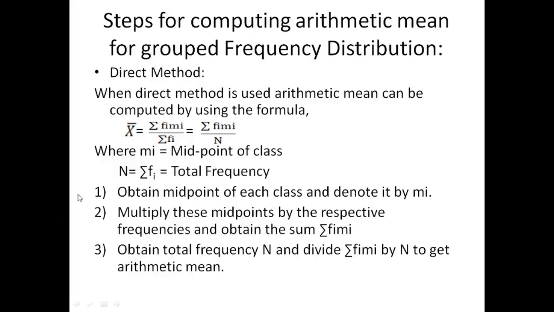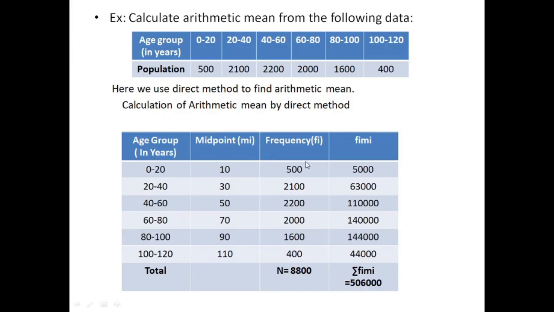The next step is to multiply these midpoints by the respective frequencies and obtain the sum of fi into mi. It means we have to multiply each fi with each mi, that is 500 into 10. So the next column is fi into mi. 500 into 10 is 5000. 2100 into 30 is 63,000. Similarly, 2200 into 40 is 88,000.